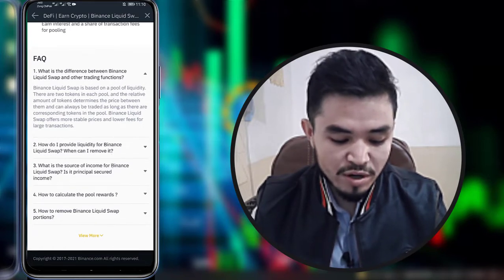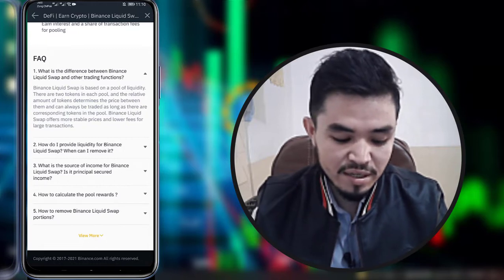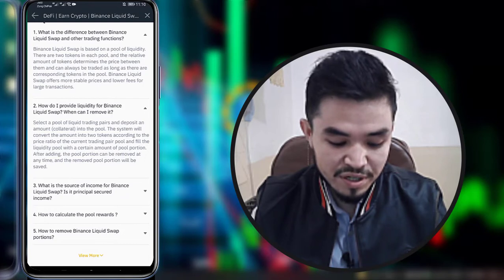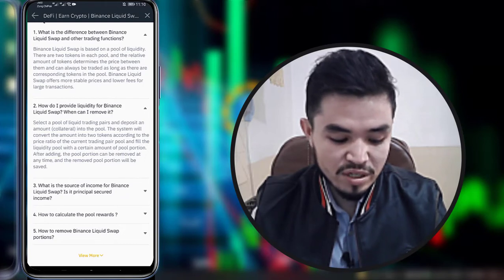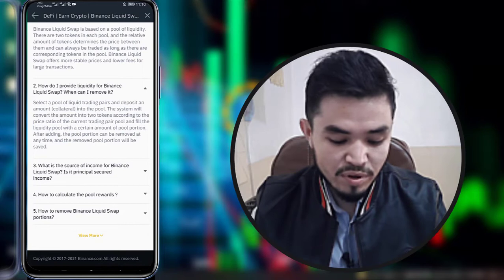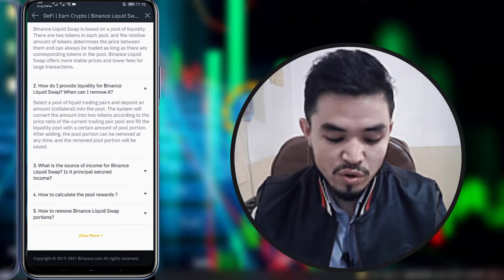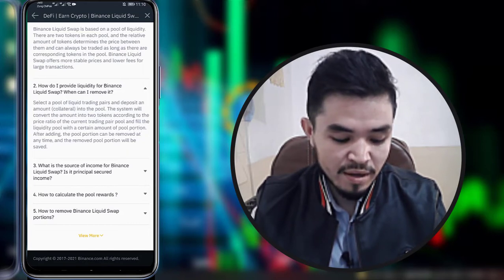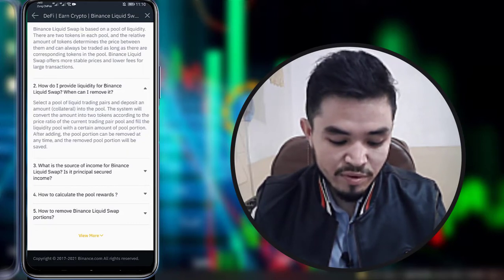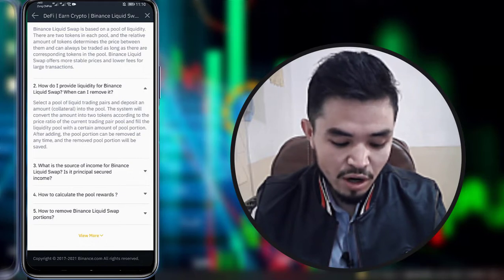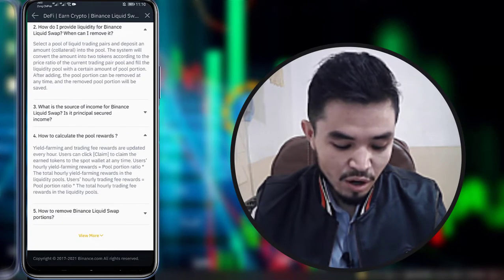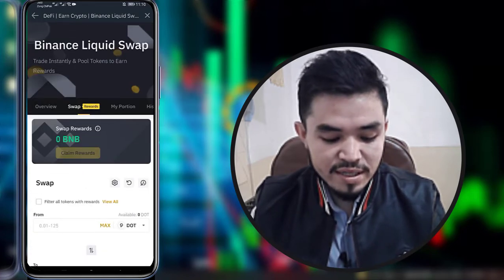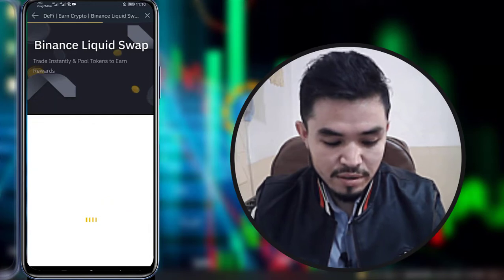Here is how to provide liquidity for Binance Liquid Swap. Select a pool of liquid trading pairs and deposit an amount into the pool. The system will convert the amount into two tokens according to the price ratio of the current trading pair of the pool. Here is the source of income for Binance Liquid Swap. You can check how to calculate the pool rewards and how to remove Binance Liquid Swap portions. Overall, here you can see there is the overview option.